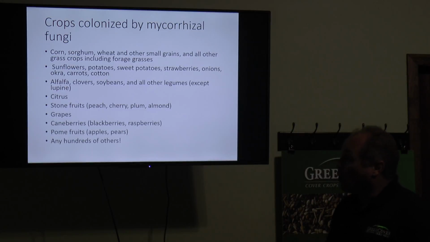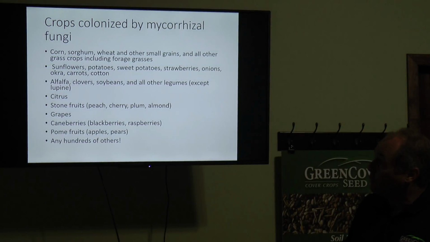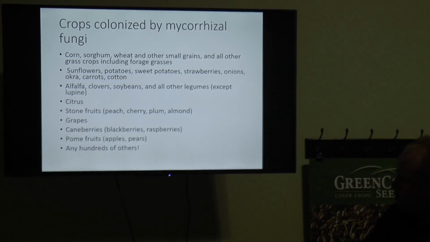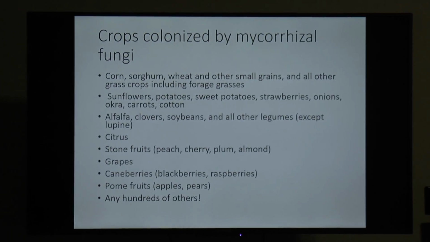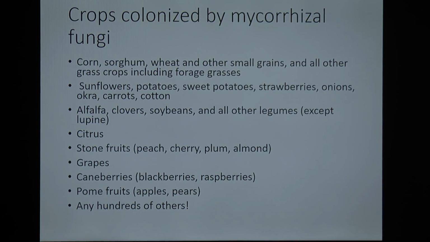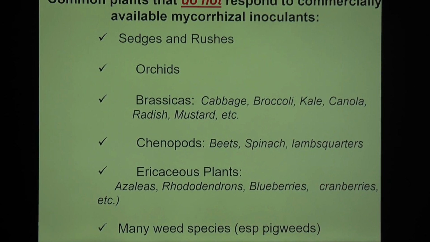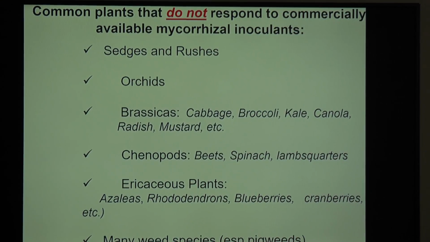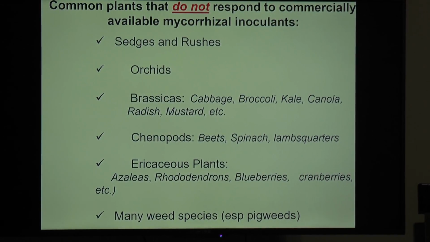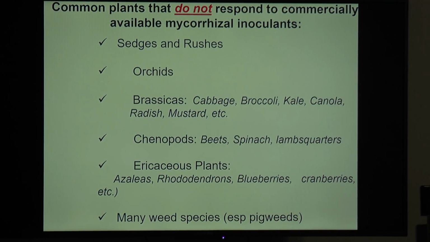And most of our crop plants are colonized by mycorrhizal fungi. You can see that basically all grasses, most of our broadleaf plants, legumes, most of our fruit and nut crops are colonized by mycorrhizal fungi. So this is an organism that can convey benefits to an awful lot of plants. And then there are some plants that do not respond to mycorrhizal fungi. You can see that a lot of these, although we do have some crops in here, we also have a lot of weed species. Smartweeds, pigweeds, lamb's quarters do not respond to mycorrhizal fungi.